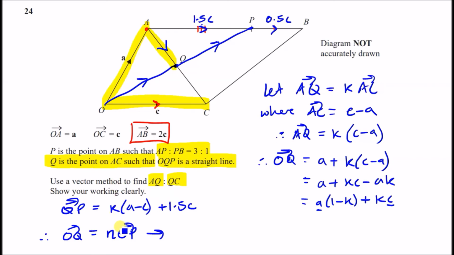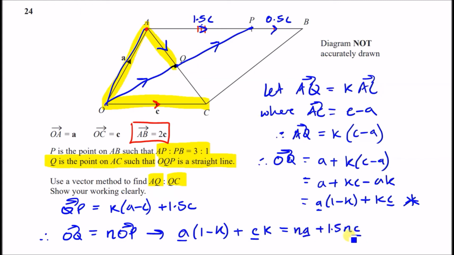Since we haven't actually obtained OQ, oh no, we have obtained OQ. Since OQ is all of this, which is (1 minus k)A plus, I'll put C in front, kC, and OP, so n times OP. OP is basically going all the way here and then all the way across to P. That's just A plus 1.5C, and since you're timesing it by n, it will just be nA plus 1.5nC. Now we're almost done, yeah?